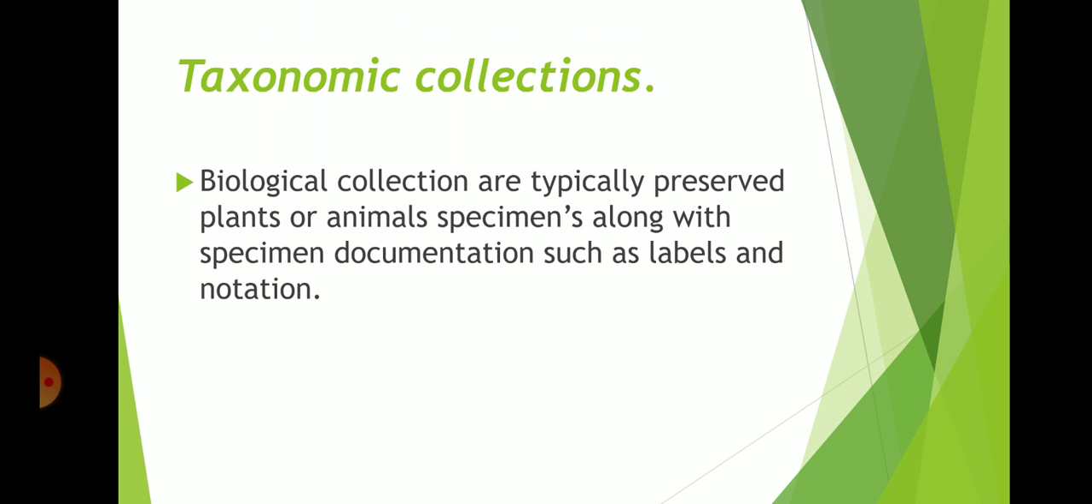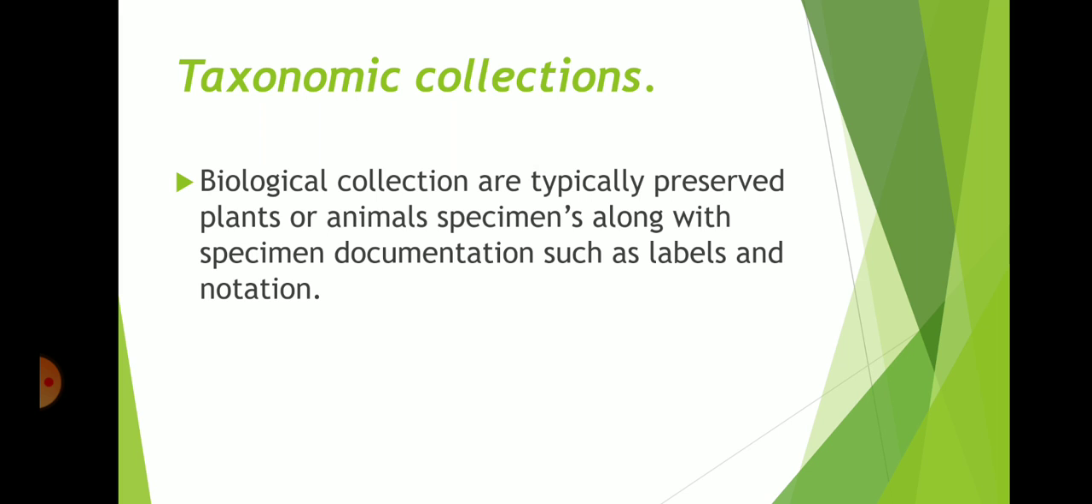Basically, a taxonomic collection is a biological collection which typically preserves plant or animal specimens along with specimen documentation such as labels and notation. In a biological collection, we preserve plants, fishes, insects, and different species of birds and animals, along with documentation of where the species is found, its living habitat, feeding habitat, labels, and the date of collection and preservation.